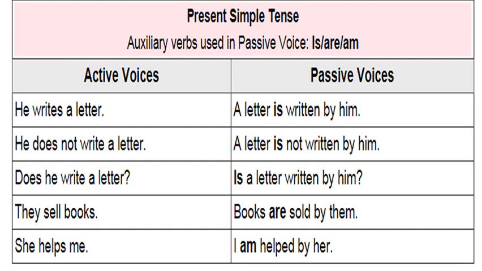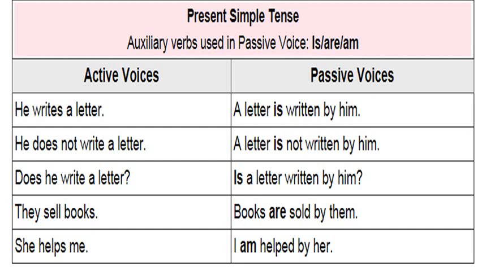He writes a letter. So a letter, singular or plural? Singular. Put the object in the place of the subject. So a letter, singular, is. The third form of write, written by him. He doesn't write a letter, so a letter isn't written by him. Does he write a letter?